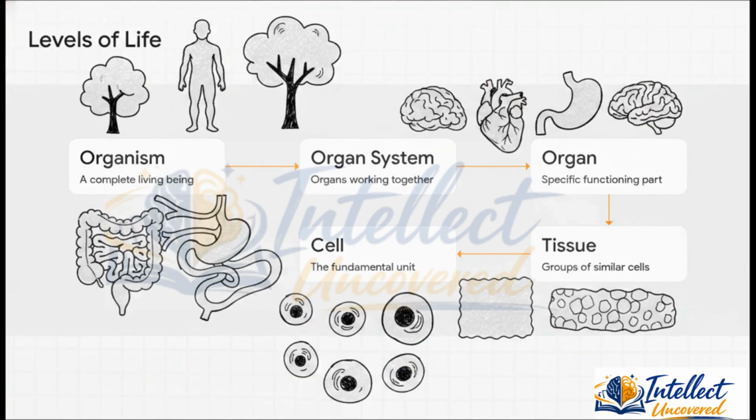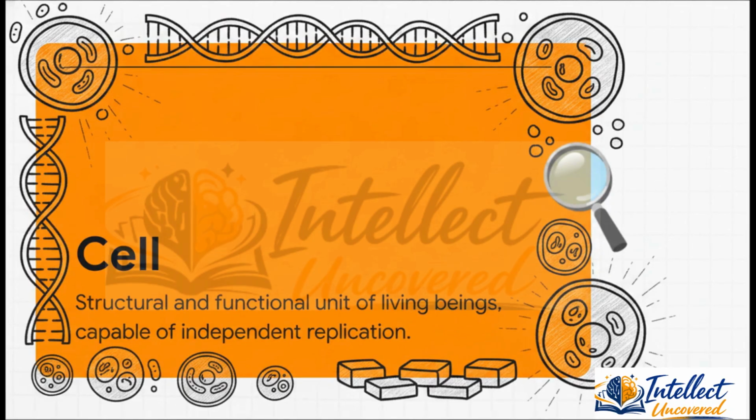Think about how your own body is put together. You are a complete organism, right? And you rely on organ systems, like your respiratory system, which are made of specific organs, like your lungs, which are built from distinct tissues. But if you strip all of that back, step by step, down to the absolute base layer, everything is built from cells. Now, a cell isn't just some random, tiny biological blob. It's the fundamental structural, functional, and biological unit of all living beings. And honestly, what makes this so spectacular is its autonomy. A single individual cell is fully capable of replicating itself entirely on its own.